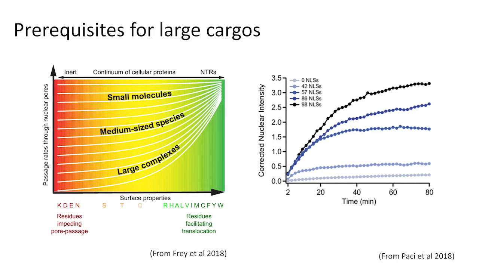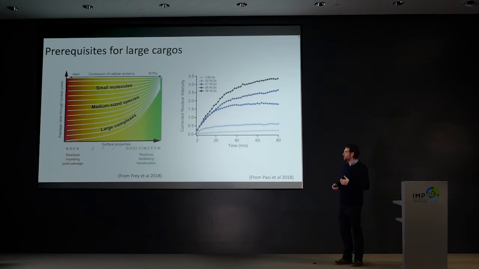What do you have to do for larger cargos? Large cargos, on the one hand, and this is a study from the Görlich lab in Göttingen, either have certain surface properties, meaning they are very hydrophobic on their surface, which basically no protein is, to enter the nucleus. So this is not true for the proteasome. With this, we cannot get into the nucleus. So it would actually need nuclear transport receptors.